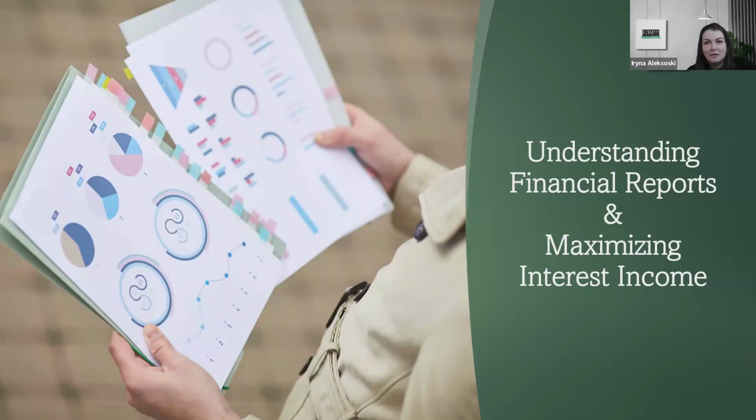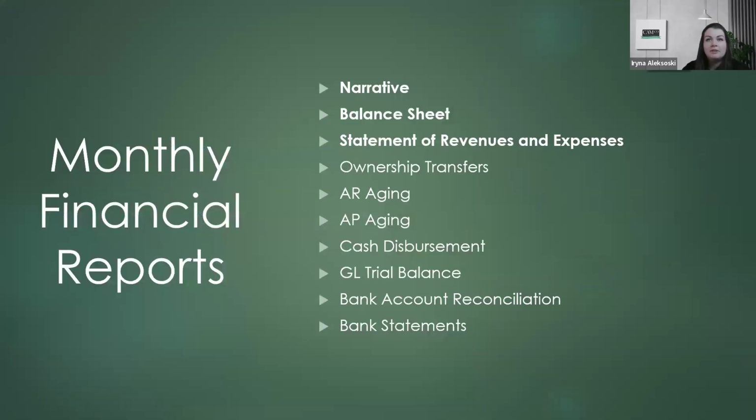So without further ado, I will turn it over to Iryna to get us started. Good evening, everyone. So I will start just going through some of the financial reports that you see on a monthly basis, and give you a little heads up of things you should be looking at, more important things on the financial statements, and then we'll get into the interest piece. So our monthly financial reports are fairly standard across the board. So the first cover page you're going to see is the narrative, followed by the balance sheet and statement of revenues and expenses. That is also known as the profit and loss statement or income statement. Different people refer to it differently. It's the same report.